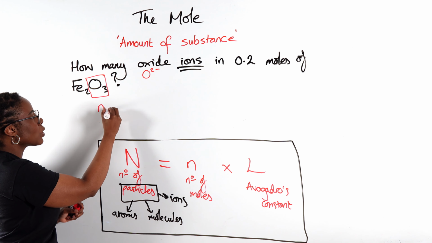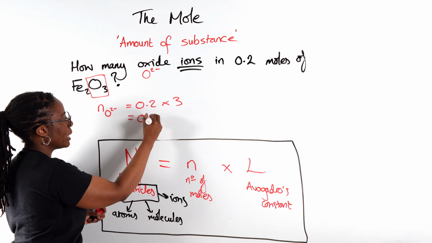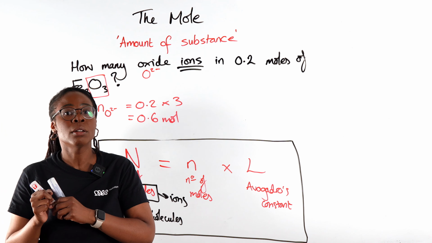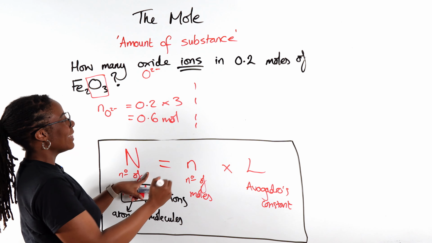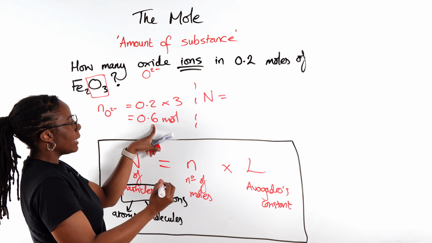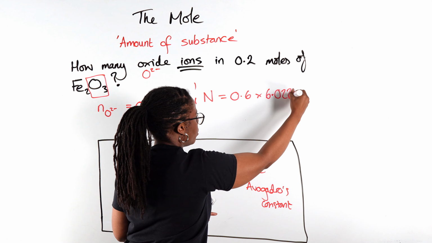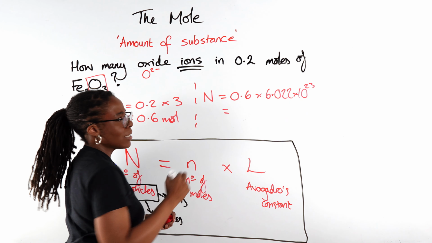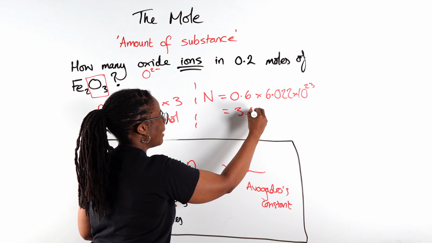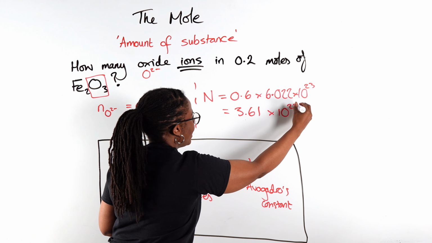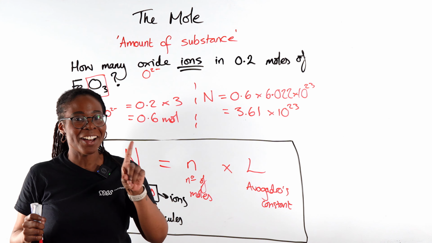So the number of moles of just pure oxide ions is going to be 0.2 multiplied by 3, which gives us 0.6 moles. The unit for moles is just mole, which is very satisfying to say. You should try it. And then if we want to now calculate the number of particles, that's going to be the number of moles, 0.6, multiplied by Avogadro's constant, 6.022 times 10 to the 23. And we get, oh no, where's my calculator? 3.61 times 10 to the 23. Is that an appropriate number of significant figures? Not really, but I think let's talk about significant figures in another video.